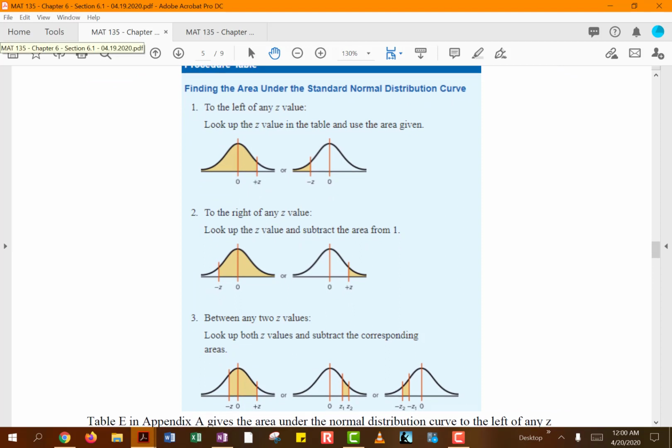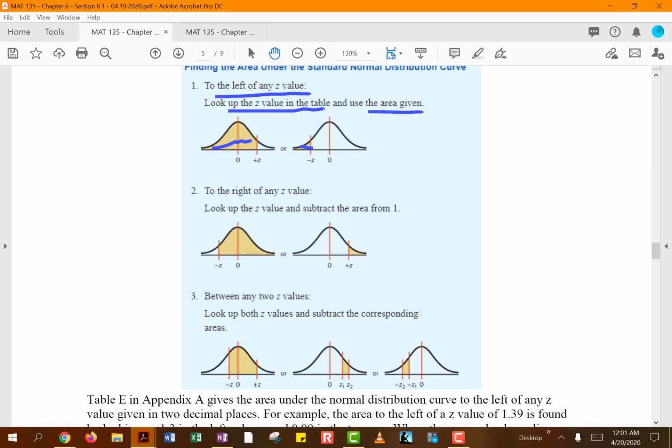Okay, so the idea is if they ask you for a value which is going to be to the left of any of our z-score or z-value, what we will have to do is go to our table, look up the z-value, and use the given area. So whatever the table gives you for the z-value is going to be the area of the shaded portion over here. So this part, or this part, depending on whether your z-value is above the mean or below the mean.